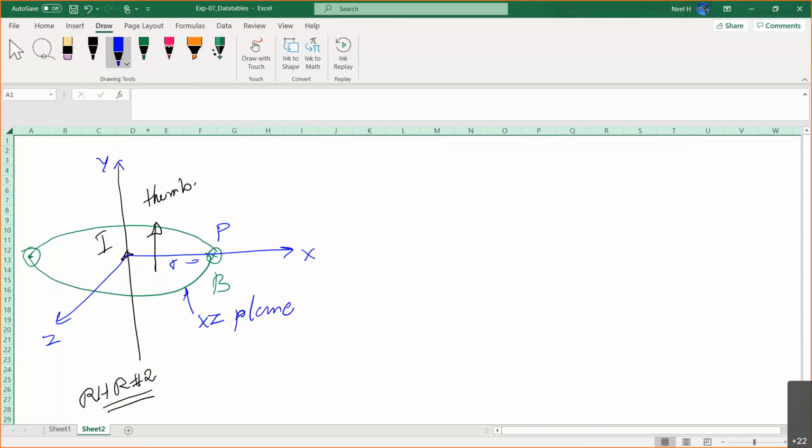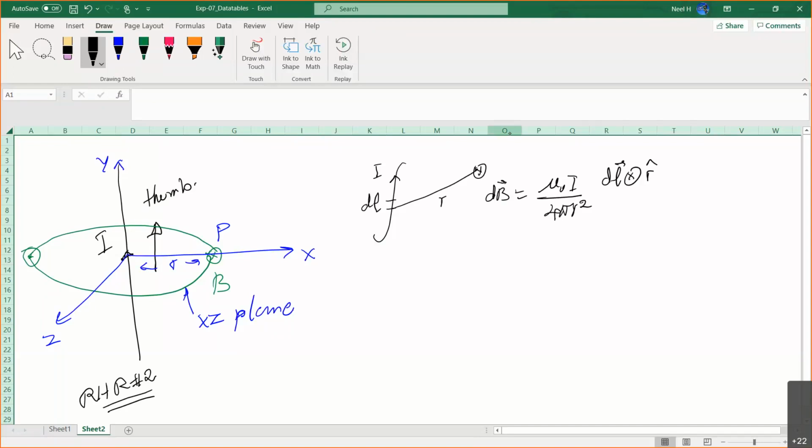If that point is R distance away from the current wire, then we develop an equation by starting from the Biot-Savart law, right? The Biot-Savart law is talking about if I have any random wire, and you pick a very small piece of wire length and go R distance away from the wire, then the magnetic field produced due to a small wire piece is going to be mu 0 I divided by 4 pi R squared, and then dl cross unit vector R, okay?